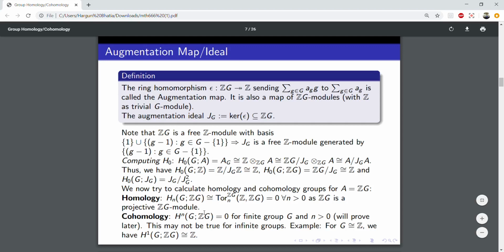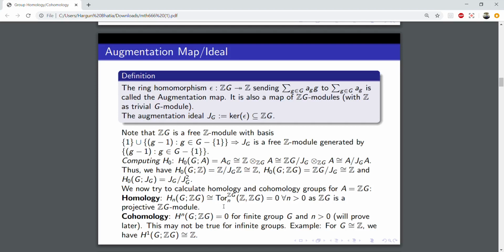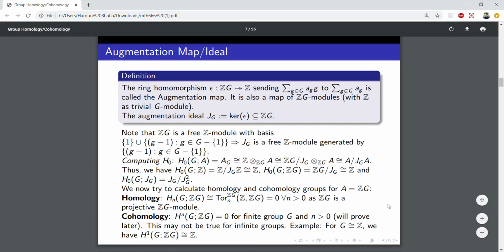So what about cohomology? Now here for the cohomology, things get interesting. It's not necessary that they are zero, but it turns out that for finite groups, if G is finite, then the higher cohomologies vanish. And this is something which we'll see later. But for infinite groups, it's not necessarily true. For example, we have seen that if G is the infinite cyclic group, then the first cohomology for any G module A was nothing but the zeroth homology. So in this case, the first cohomology of G in ZG will be the zeroth homology, but the zeroth homology is already isomorphic to Z. So this is nothing but Z, which is not zero. So this is something true for finite but not for infinite groups.